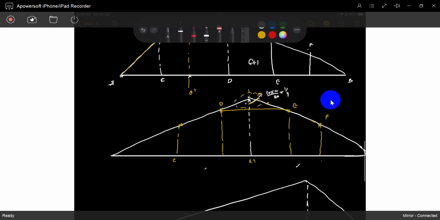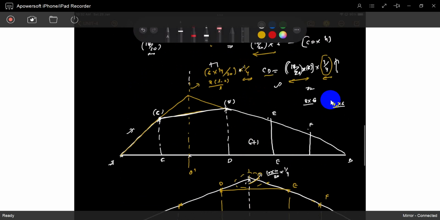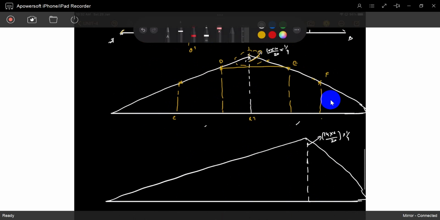So same thing. This is like this. EF. So this value is the same as it is, 6 into 14 or 14 into 6 by 20, 1 by 4. EF. So you will get F value here, you will get E value here, and D value, C value. You will join those two values, you will get these values.